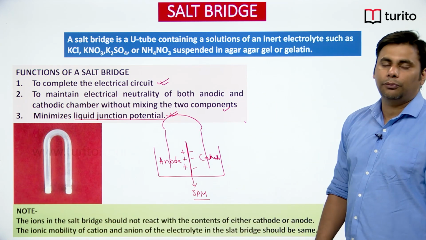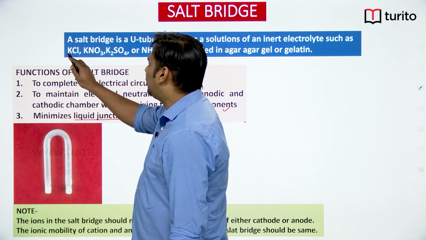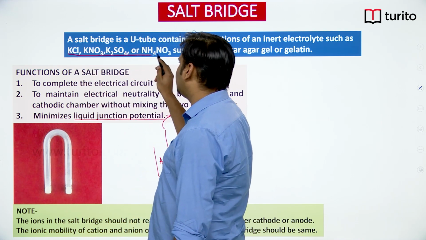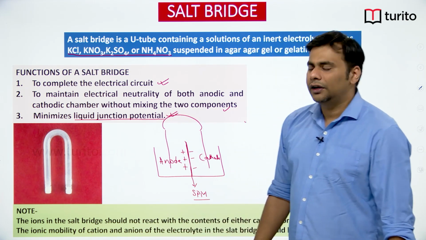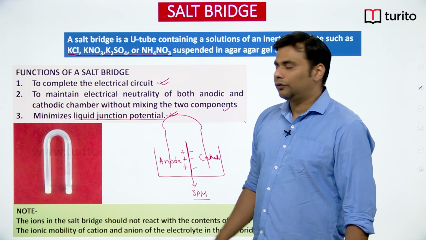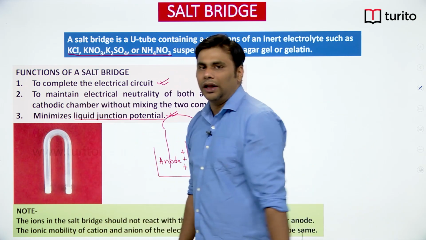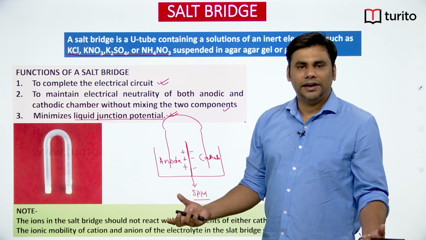Now one very important point which you should know: in this salt bridge we are taking specific electrolytes like KCl, KNO3, K2SO4 and NH4NO3. We are not taking any general electrolyte. So how do we choose the electrolyte present inside it? If you are connecting the cathode and anode, the salt bridge has to pump out ions to neutralize the excess charges.